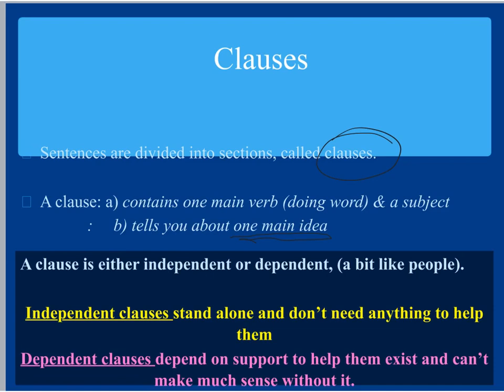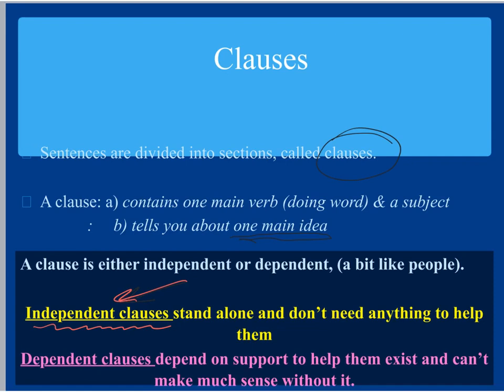Think about it in terms of people. If you're independent, you don't need anyone to help you or anything to help you. You stand alone. Whereas if you're dependent for some reason, you depend on something or somebody else to get by. You need to depend on support. So in terms of sentences, an independent clause can stand alone. It makes sense by itself. You don't need anything to help you understand it. It's a complete idea. You're not waiting for anybody to say or write something else.